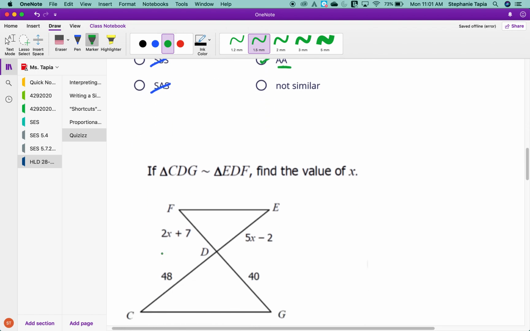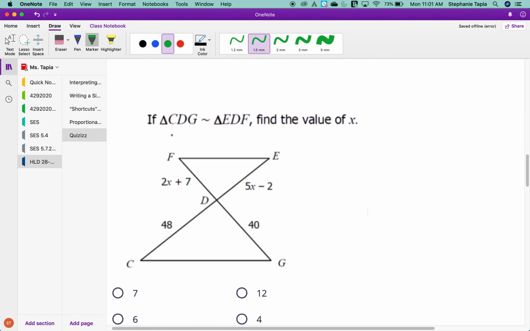Then we have, if triangle CDG is similar to EDF, then find the value of X. This was something that I saw time and time again. I had a lot of people that got this incorrectly because they didn't know what sides were proportional to which. This is where the similarity statement is everything.